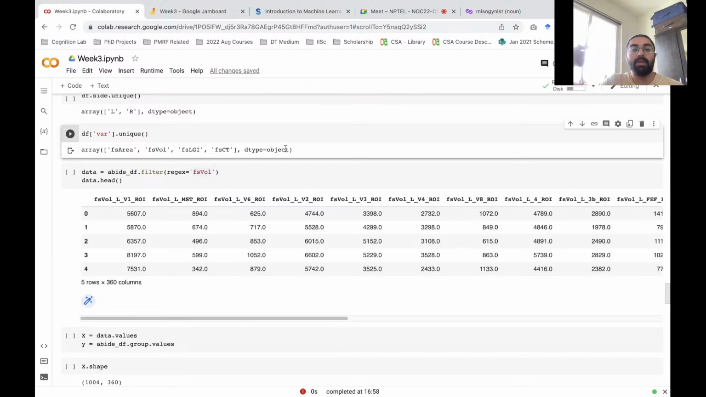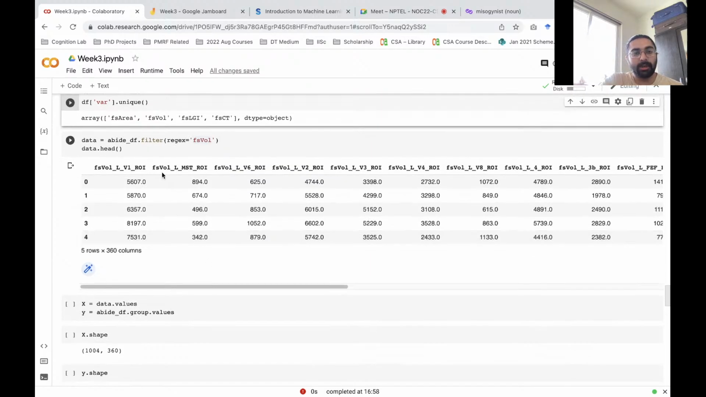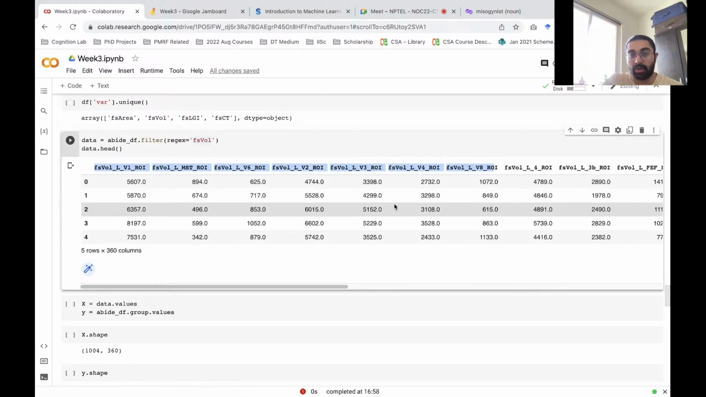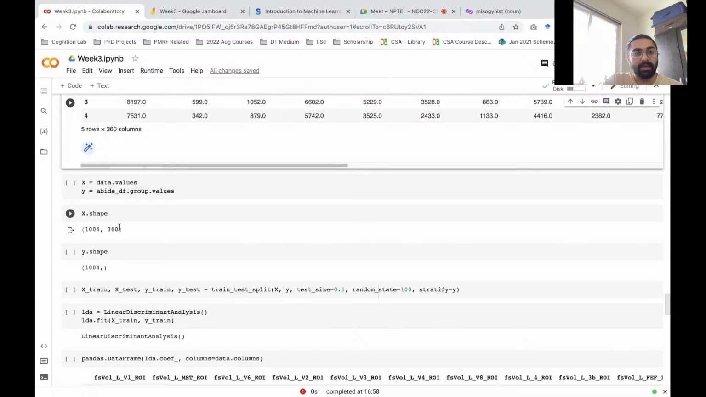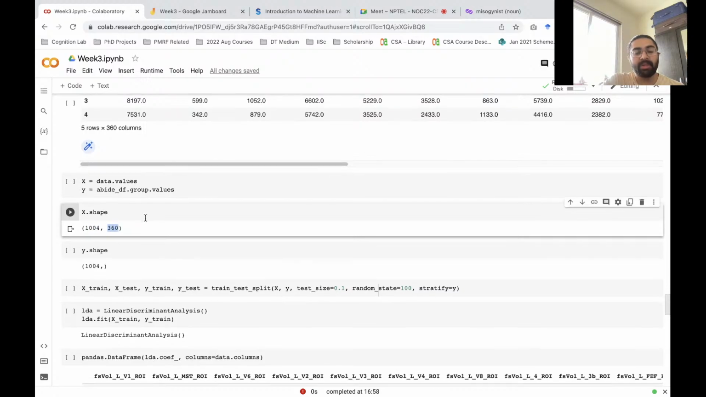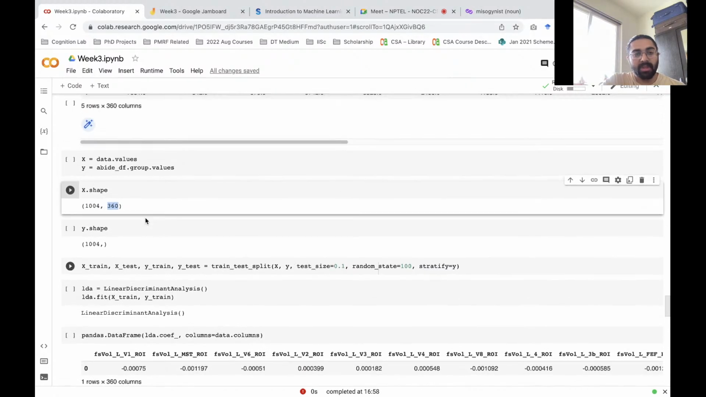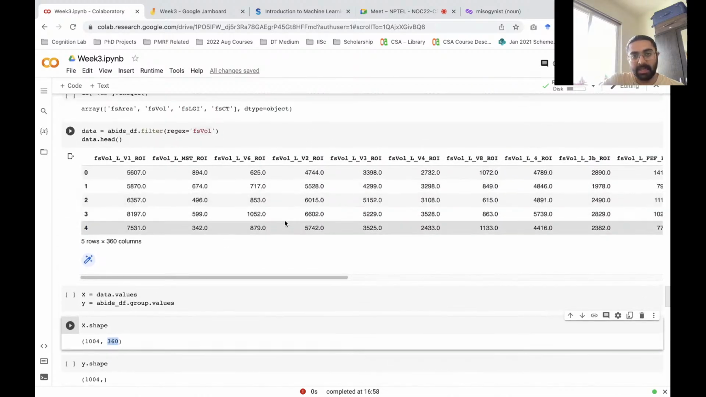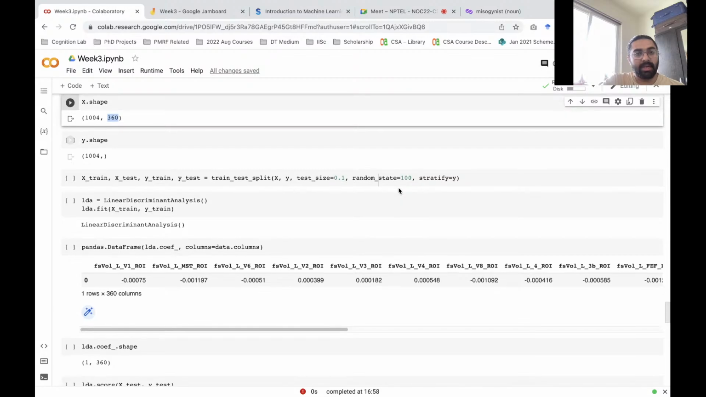So what you can do is look at how a subset of variables helps you predict whether the person is autistic or not, right? You can see here, these are all your variables belonging to the volume component. And we have 1004 subjects, data points, and 360 variables in total, right? Because we have 360 areas of the brain.